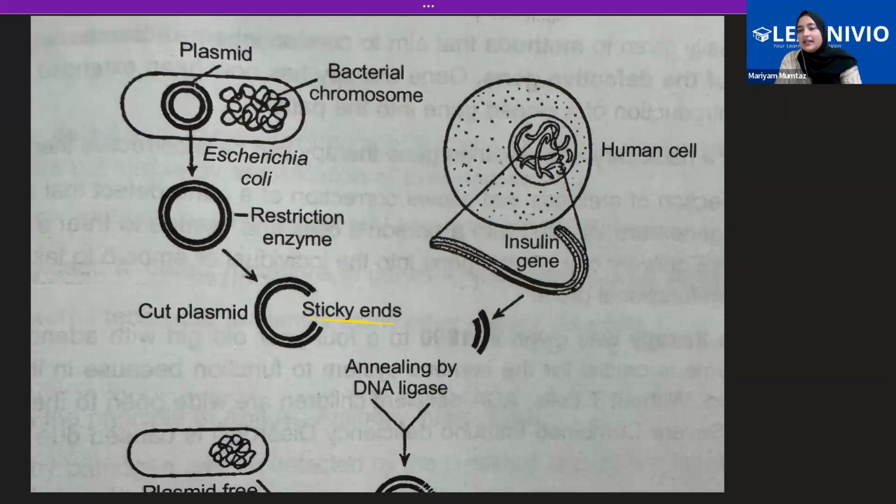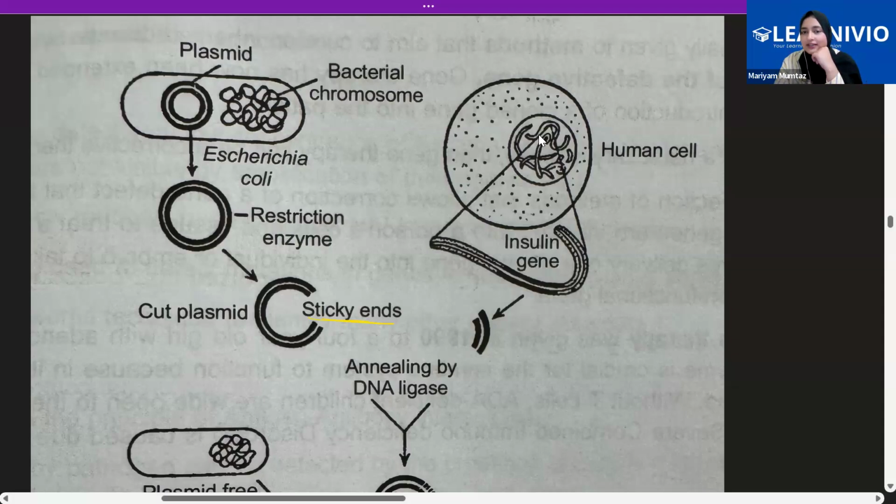Then, why are we cutting it with the same restriction enzyme, students? Why not different? So this too you should know by now. Why is it important to cut it with the same restriction enzyme? Why? No one.